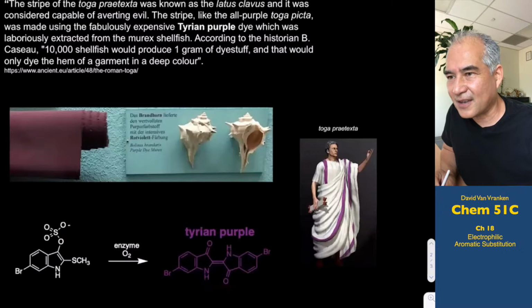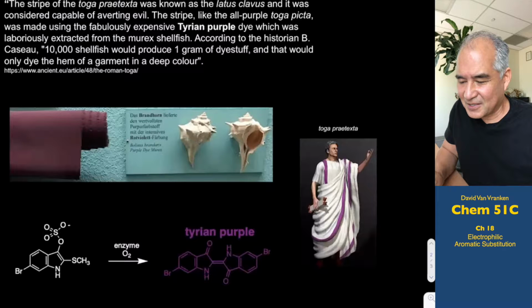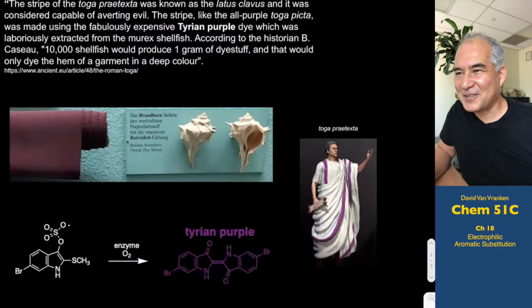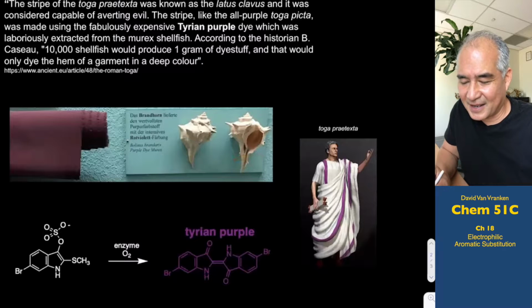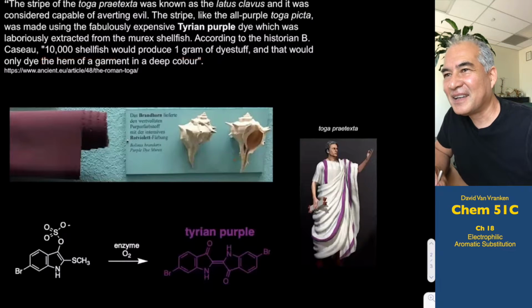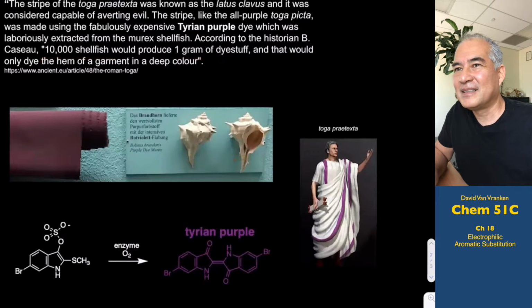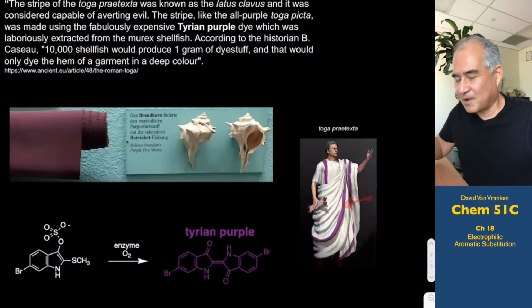I'm not sure if you can see that on the screen because my screen is black here. And so this dye was so incredibly difficult to isolate, right? You had to cut out this organism and then cut out a very specific part of the gland, that sea snail. And it would take about 10,000 of these shellfish to produce 1 gram of Tyrian purple dye stuff. And that was just enough dye stuff in order to dye the hem of one of these Roman togas.